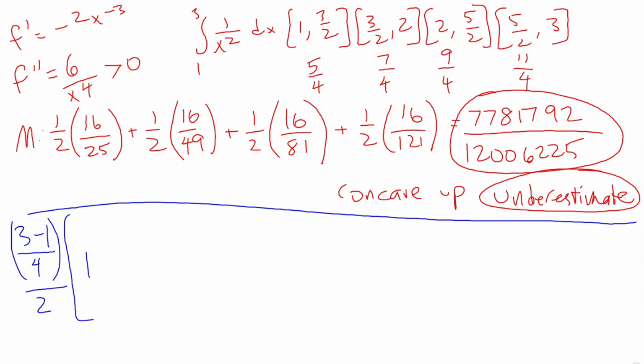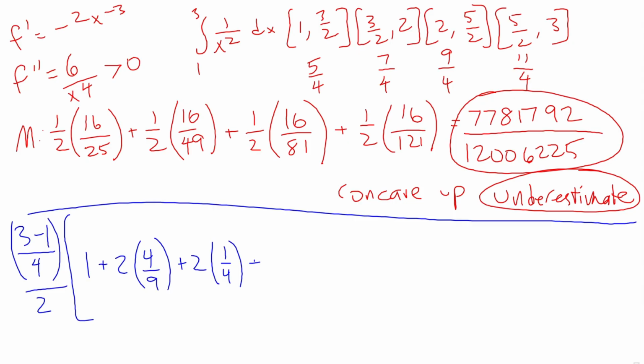And then our next y value there is going to be 3 halves. So this will be plus the value at 3 halves. Or sorry, 2 times the value at 3 halves. And the value at 3 halves was, we squared 3 halves to get 9/4 and took the reciprocal. So it's 2 times 4/9. And then we're going to have 2 times the value at 2, which was 1/4.